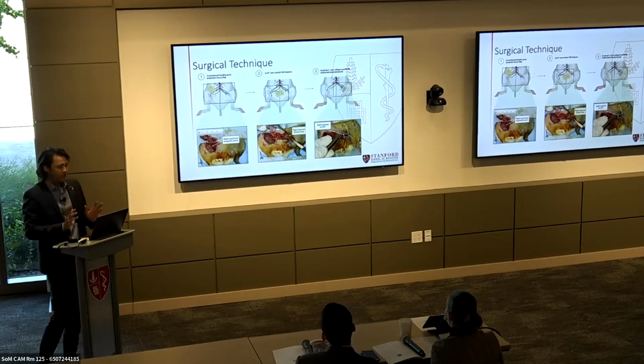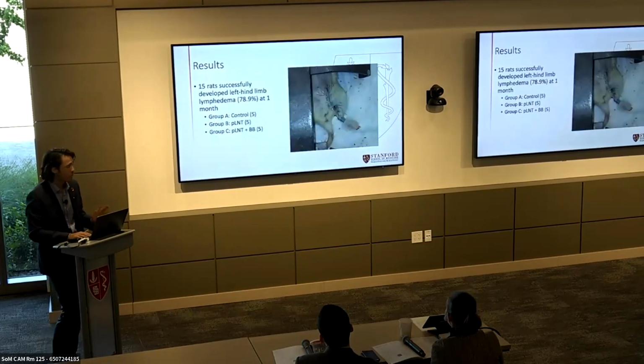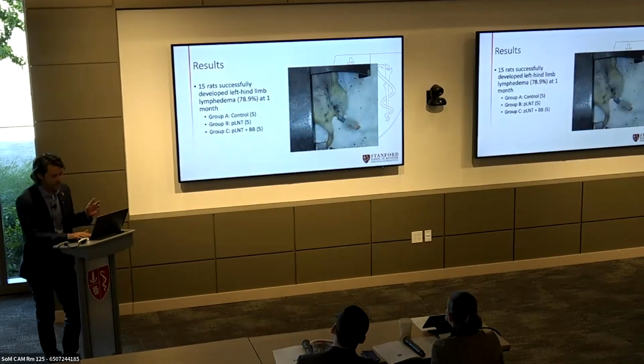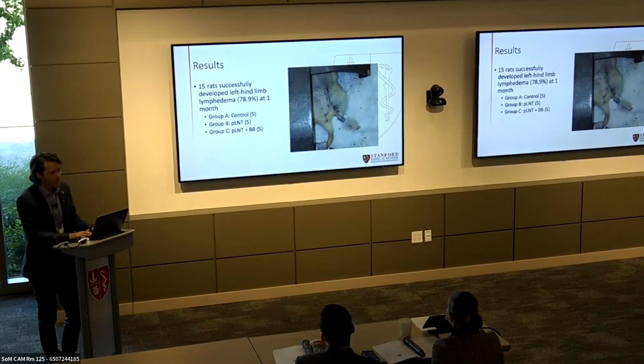And in our group B, the flap alone group, we stop there, and that's the treatment. And in group C, we also add in 4 strands of this BioBridge collagen scaffold in subcutaneous fashion. And so what did we find? Well, we were able to get 15 rats to successfully develop lymphedema, and about 80% is pretty good for this model. And we divided them randomly into the 3 groups, 5 in each group.